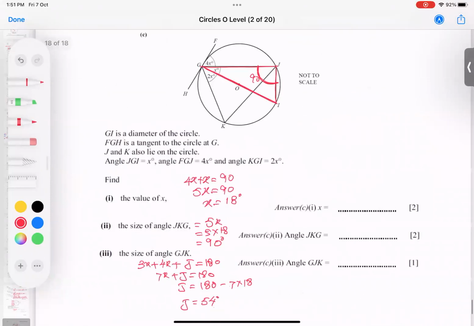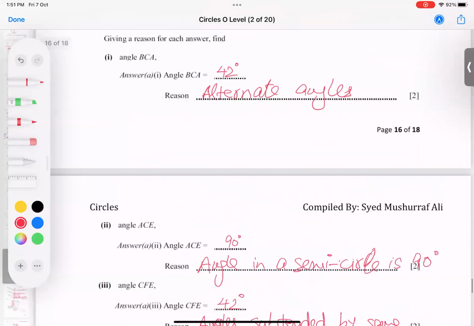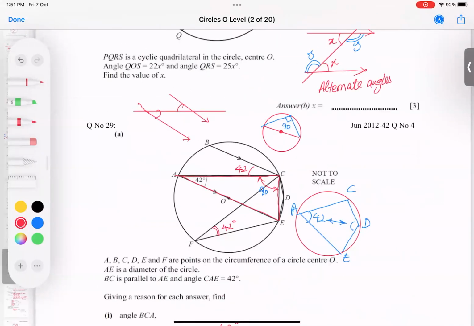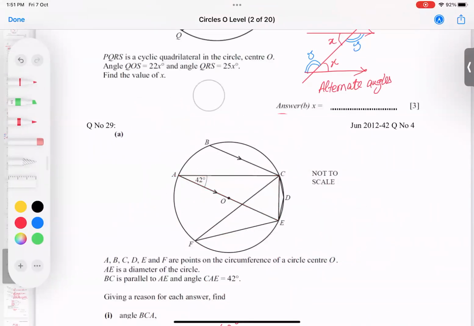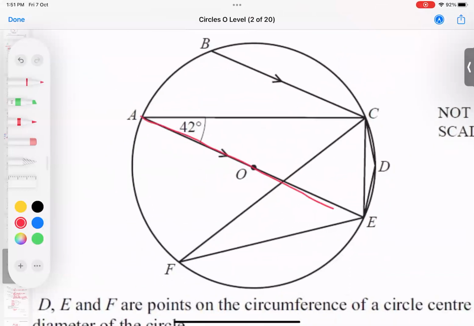This is not the only example. I'll show you more examples, but make sure a diameter must be there. This is another very good question we have to understand. Have a look here, all of you. Where is the diameter? The diameter is AOE. Done.